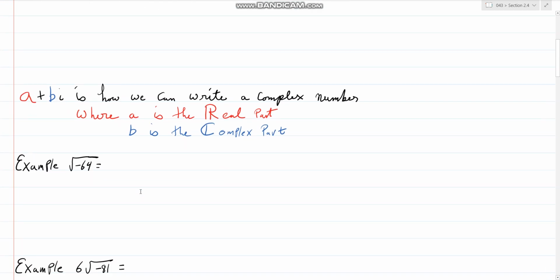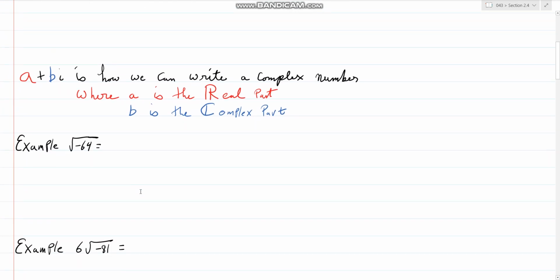Now, we are going to write complex numbers in a particular way. We're going to say that a plus bi is how we can write it, and a is going to be the real part, and b is the complex part. Now, let me do a couple examples and show you exactly what I mean by that.